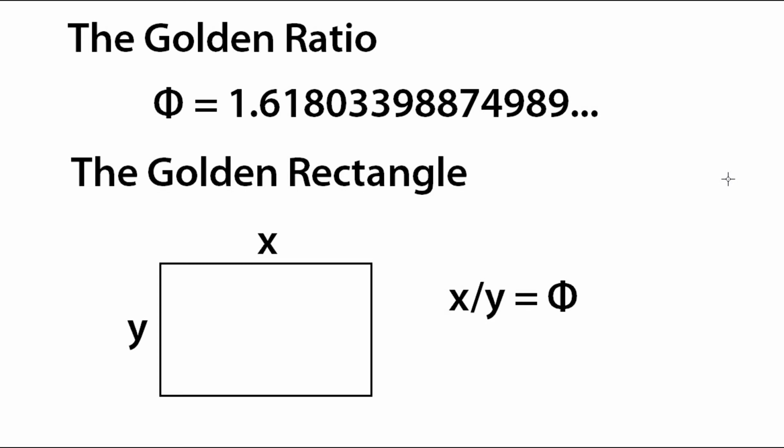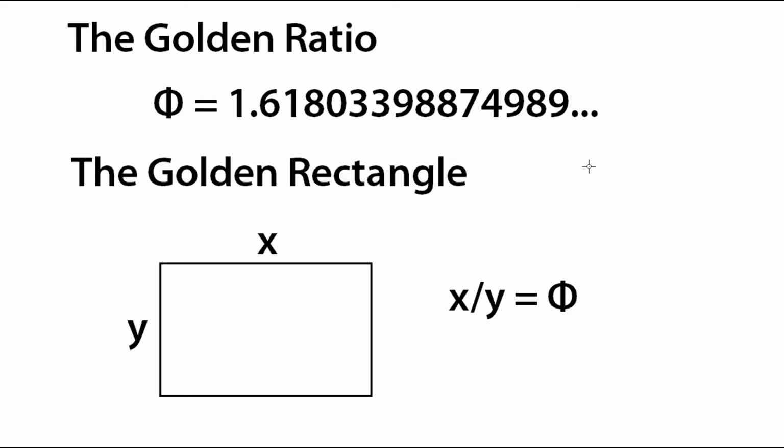Hey YouTube, in this video I'll be going over a quick proof for the golden ratio. You can see it here. It's usually denoted by the Greek letter phi, and here are some digits. It is irrational, so the digits go on forever, but it's not transcendental, and we'll get to what that means a little bit later on.